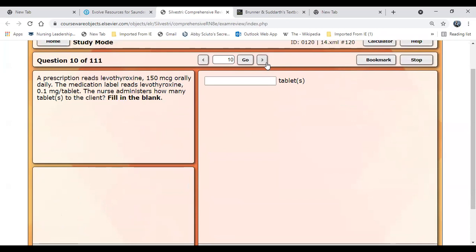Okay, prescription reads levothyroxine, 150 micrograms orally daily. The label reads levothyroxine, 0.1 milligrams. The nurse administers how many tablets? So the order is 150 micrograms daily, and what we have on hand is 0.1 milligram per tablet.